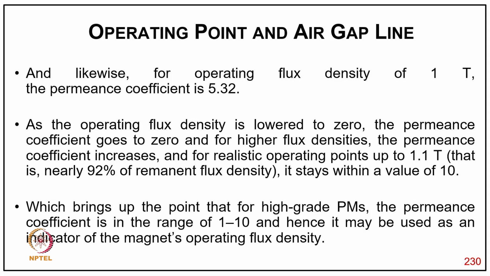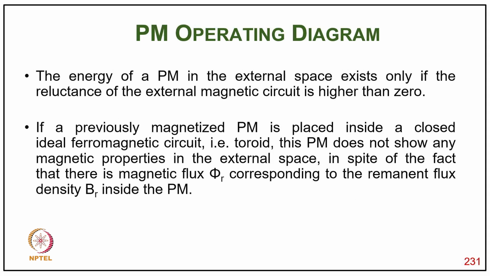As the operating flux density is lowered to 0, the permeance coefficient goes to 0, and for higher flux density the permeance coefficient increases. Realistic operating points up to 1.1 Tesla are nearly 92% of the remnant flux density, and it stays within the value of 10. This brings up the point that for high grade permanent magnets the permeance coefficient is in the range of 1 to 10, hence it may be used as an indicator of the magnet operating flux density.